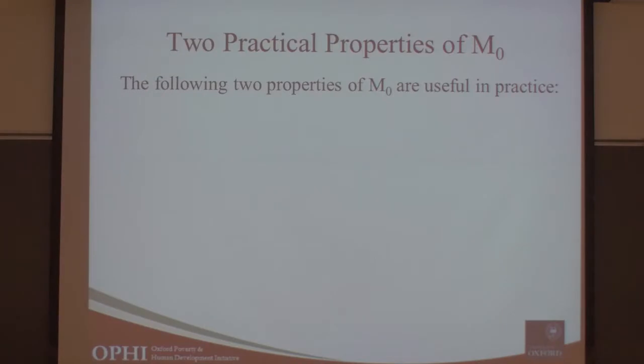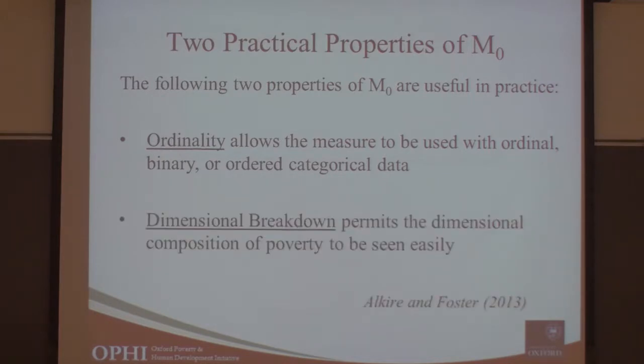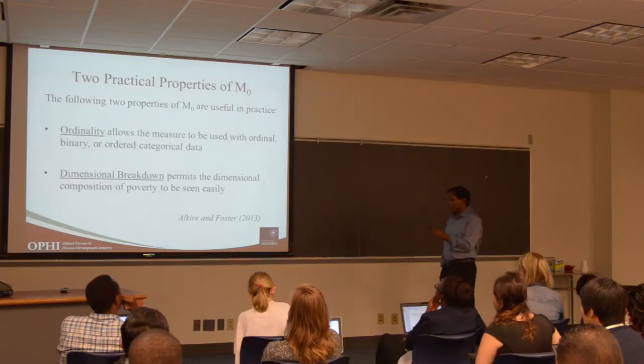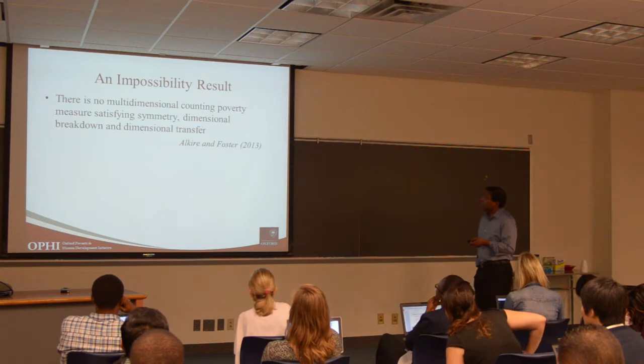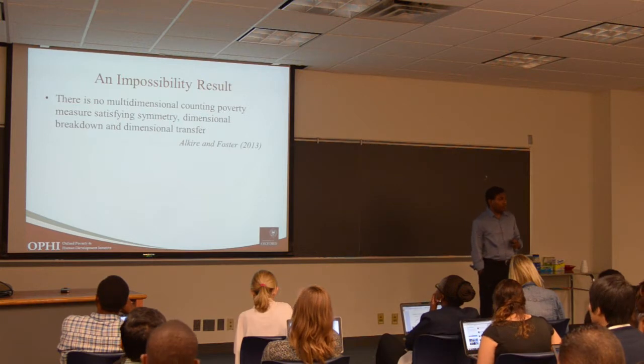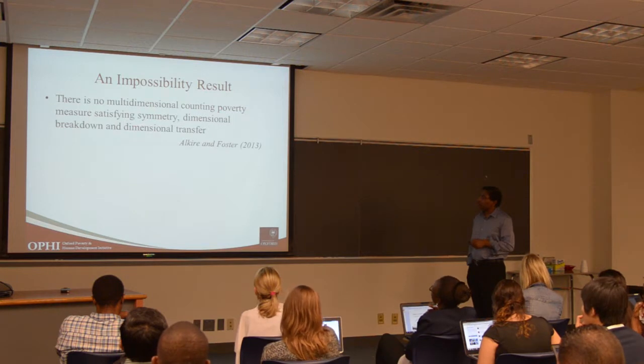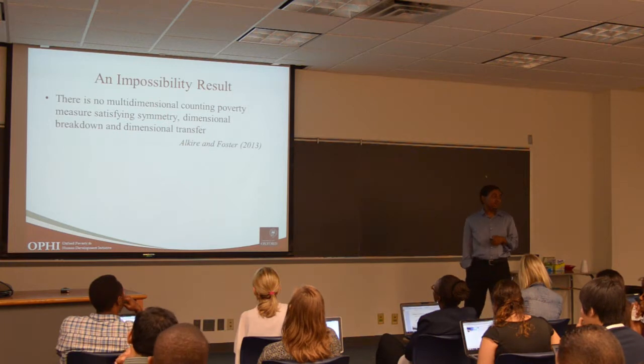Great. So two practical properties of M0 that you have seen are ordinality, because it allows these ordinal dimensions to be taken into account, and then dimensional breakdown, which permits dimensional compositions of poverty to be seen. Now, there is an impossibility theorem. It says that there is no multidimensional counting poverty measure satisfying symmetry, dimensional breakdown, and dimensional transfer.